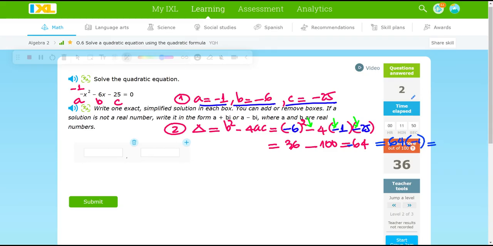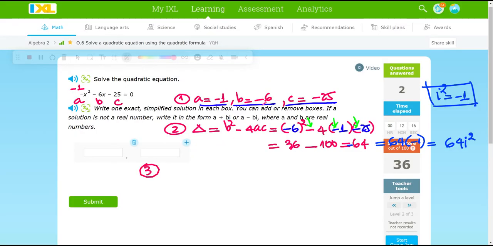We need to substitute i squared for negative 1. The reason: if you put it in your calculator, you cannot take the square root of a negative number. So you have to convert negative 1 to i squared. So now, negative 64 becomes 64i squared. Okay. So now we move on to step number 3.